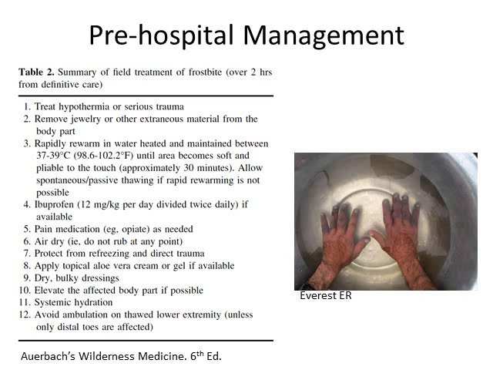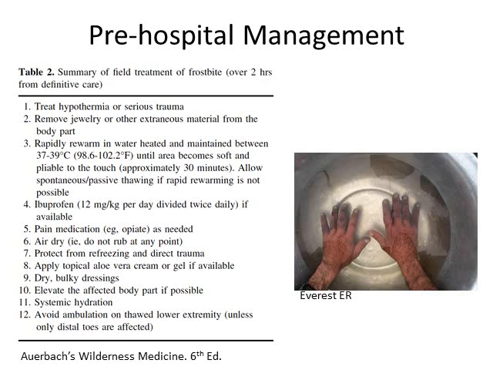So, what is the treatment of frostbite in the field? If you find yourself greater than 2 hours from definitive care and there is no risk of refreezing the injury, you should be rewarming patients' frostbitten extremities. Number one, make sure you address hypothermia or any other serious trauma, like a pneumothorax or a severe brain injury. You also want to remove jewelry or other extraneous material from the body part that's affected.